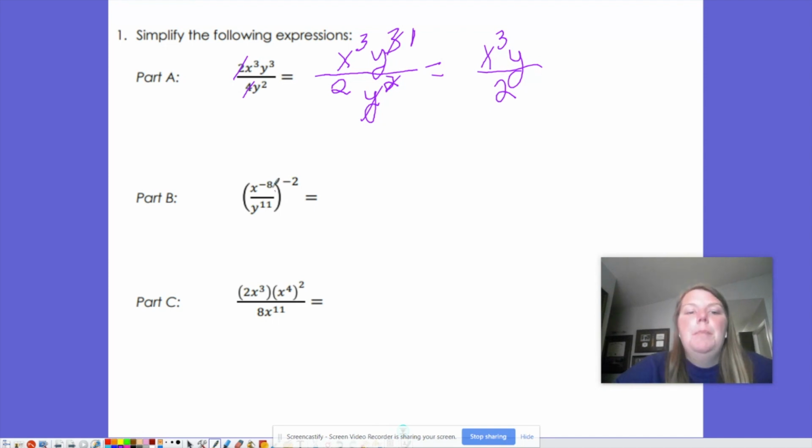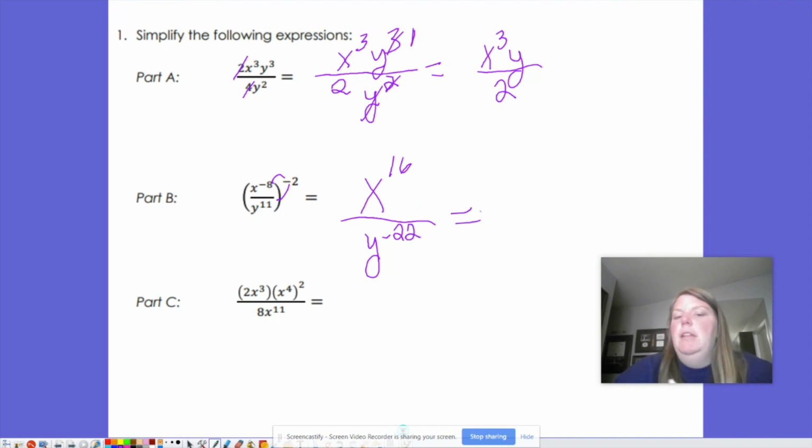Part B, so in part B, we're raising an exponent to an exponent. So when we do that, we want to multiply. We want to apply this negative 2 to the numerator and the denominator. So negative 8 times negative 2 would give us x to the positive 16th. And then 11 times negative 2 would give us y to the negative 22nd.